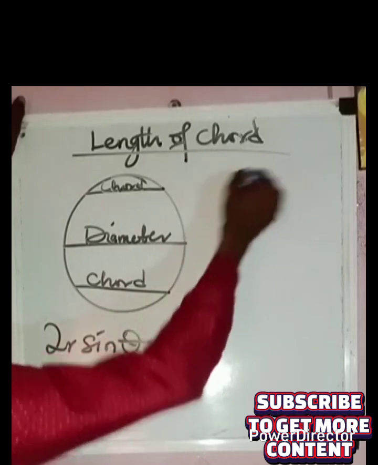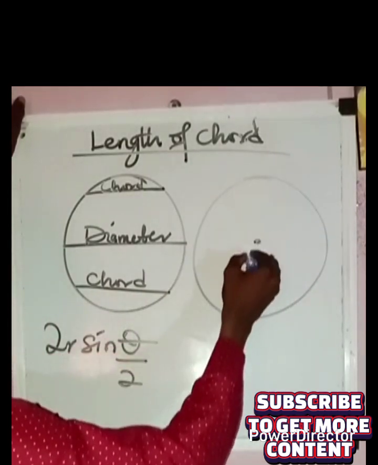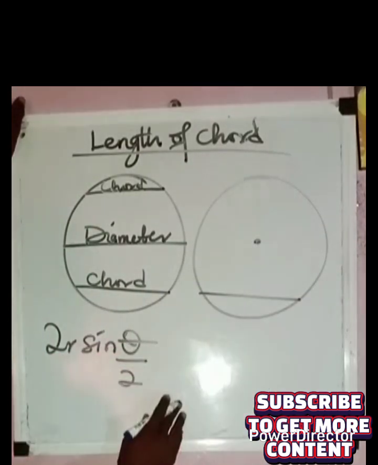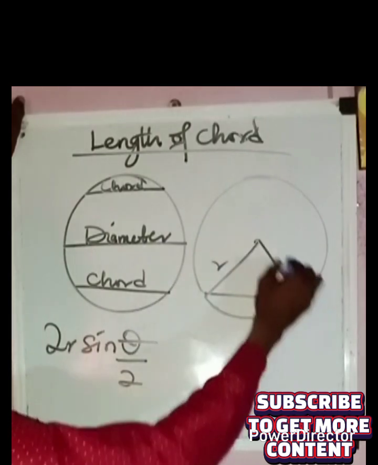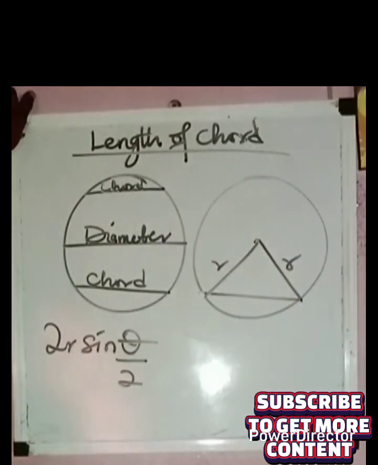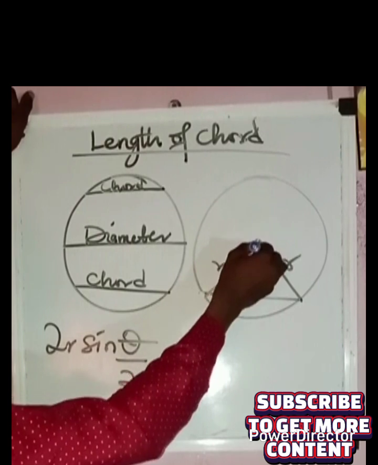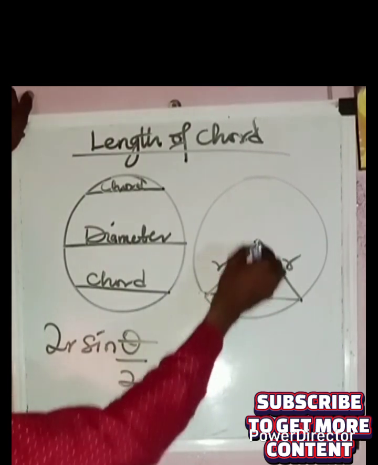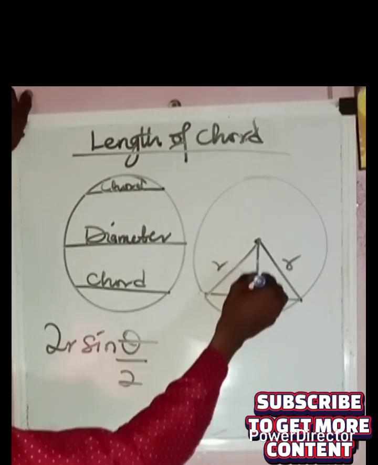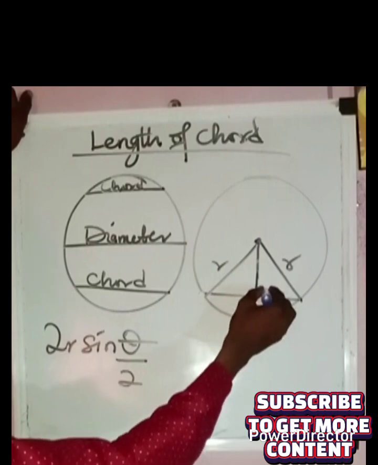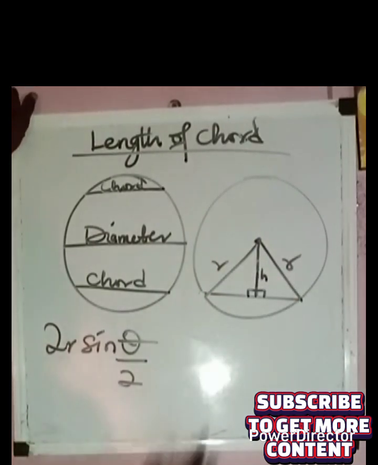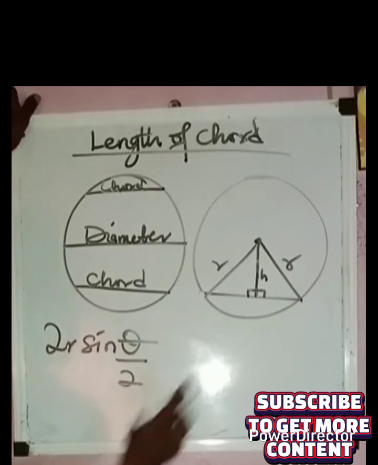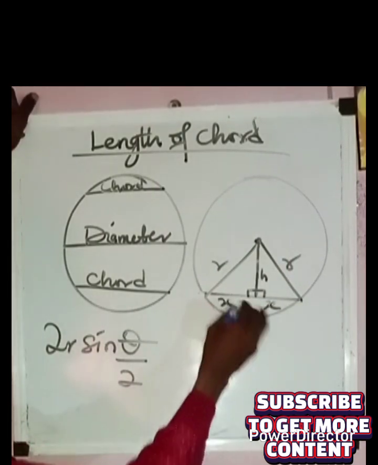Now, if we draw this circle the other way around, we have the center of our circle. Remember, this is our length of chord. And we have our radius. This is our radius. And then we have a line drawn from the center of the circle to cut the chord. We have what we call perpendicular height. These are perpendicular heights. So if you watch carefully, we have two right angles formed inside the circle. Let's call here x and let's call here x.